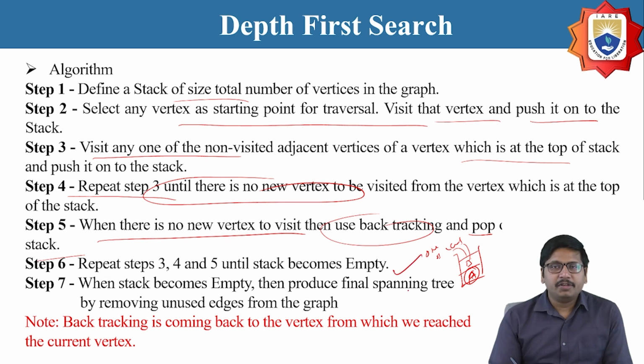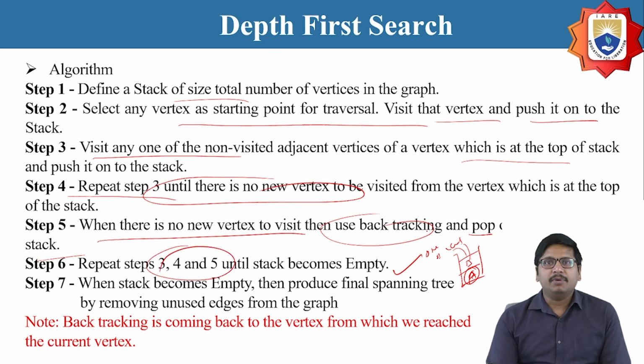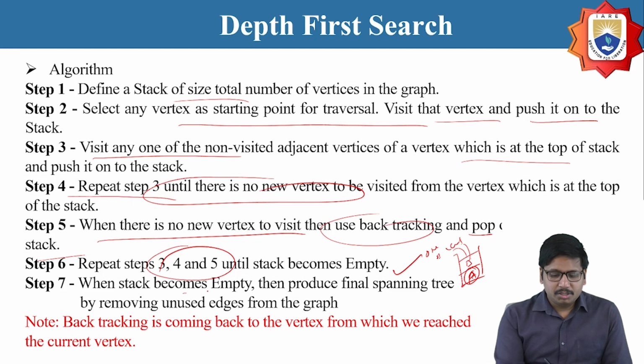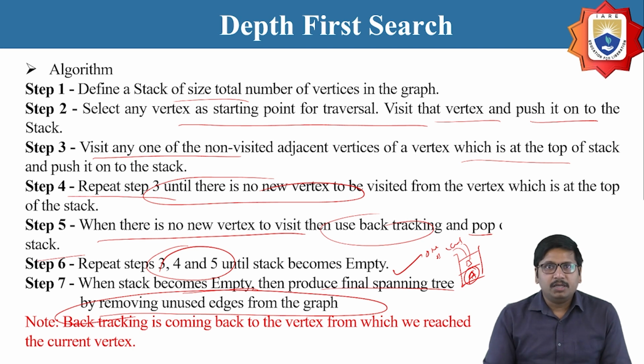And repeat steps 3, 4, 5 until the stack becomes empty. When the stack becomes empty, then produce the final spanning tree by removing unused edges from the graph.